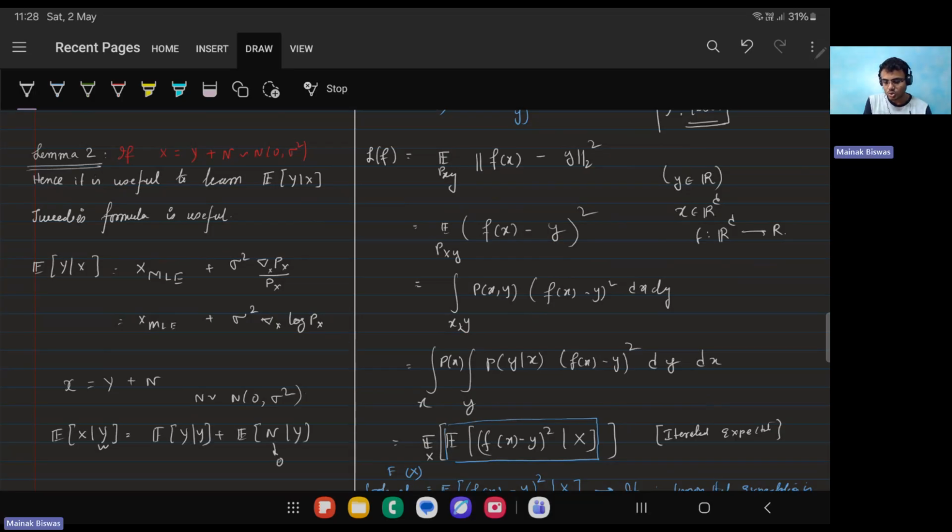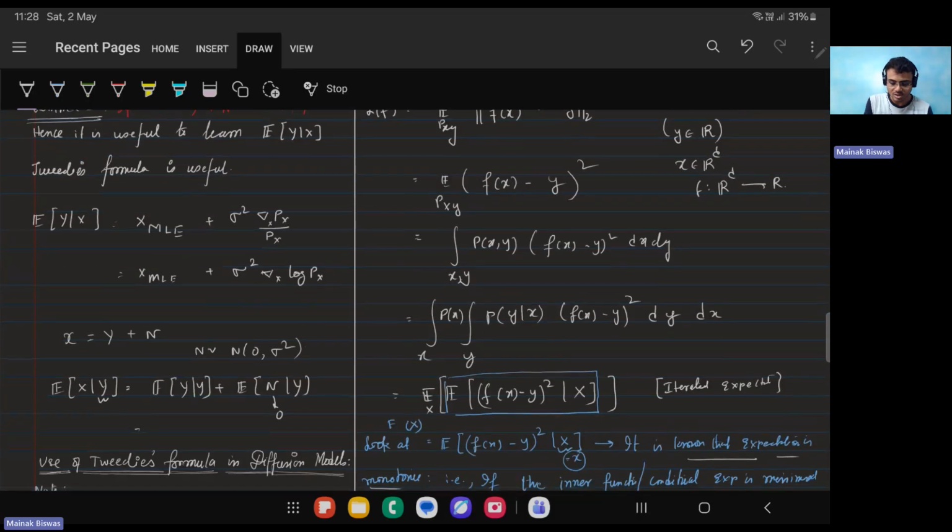So this term goes to 0 clearly because it's independent, and this term is y. And since you're adding a constant to a normal distribution, it stays a normal distribution. So clearly x given y is distributed as normal with mean y and variance sigma squared.